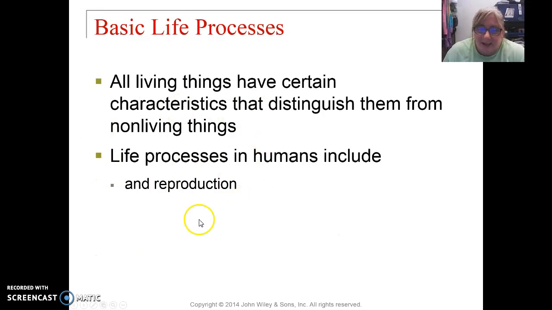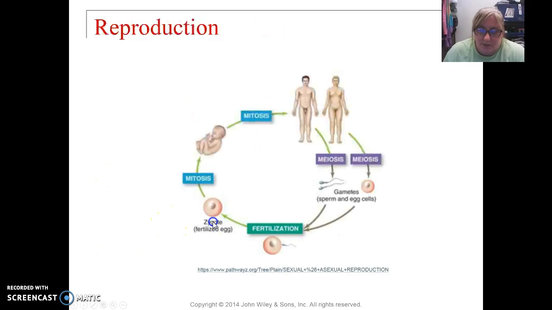And all living things have to be able to reproduce. So reproduction, we kind of talked about it in the reproductive system. Females produce eggs, males produce sperm. They come together through a process called fertilization. A zygote is formed, and that zygote will undergo multiple mitotic divisions and specializations to form a new human that is genetically different from both mom and dad.